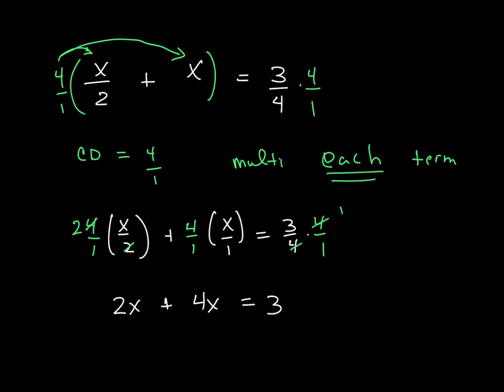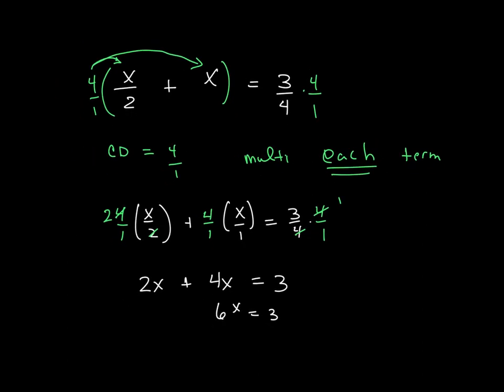Now I just add the left side together, and I'm left with 6x is equal to 3. Divide both sides by 6. My answer here is x is equal to 3 over 6. Now you must reduce this, and your final answer here is x is equal to 1/2.